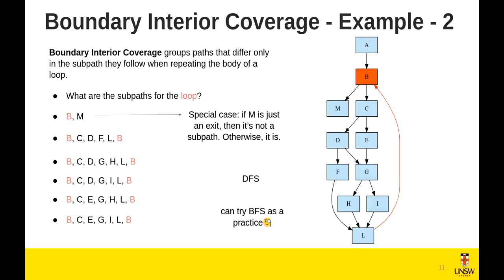In this example here, we don't actually have a source code available for this program. And the special case is the exit points of the loop. If M is just an exit point without a correspondence to an actual code, then we can ignore it, and we can consider it as not a subpath of the loop. So this is really a boundary case.